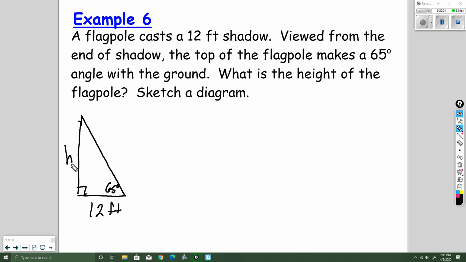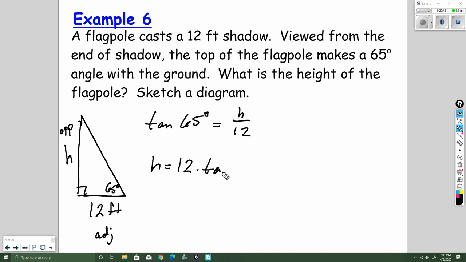And now we can set up a trig ratio. With respect to that 65-degree angle, we're looking for the opposite side. We have the adjacent side. That refers to tangent. So tangent of 65 degrees equals h on 12. Multiply by 12 on both sides. We get 12 times tangent of 65 degrees, which is approximately 25.7 feet.